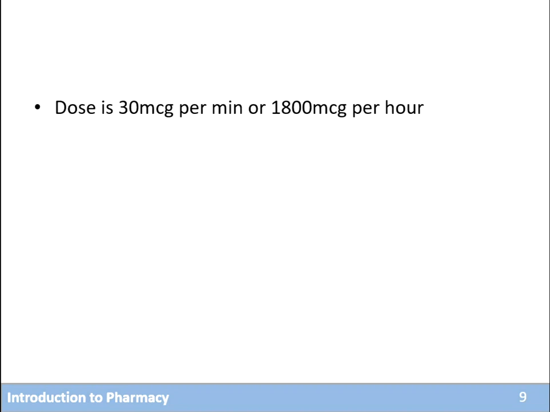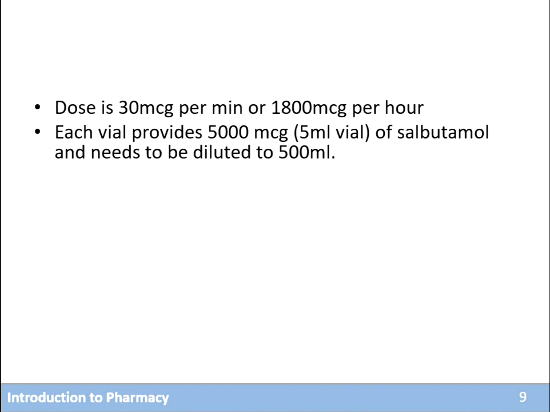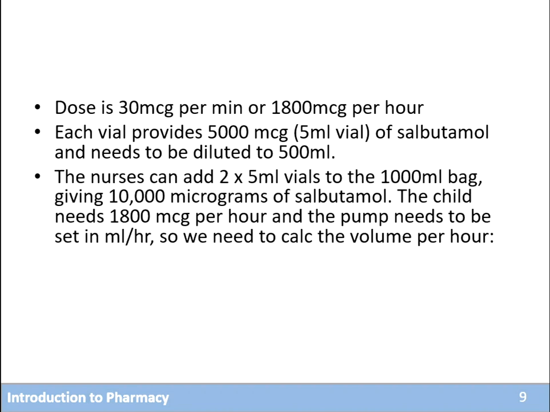It's the following calculation they worked out. So the dose, 30 micrograms per minute, or 1800 micrograms per hour, so 30 times 60. Every vial provides 5,000 micrograms. So a 5 ml vial is 5 milligrams, which is 5,000 micrograms. It needs to be diluted to 500 ml. So the nurses therefore can add 2 5 ml vials, it's 10 mils, to the 1,000 ml bag, which gives 10,000 micrograms or 10 milligrams of salbutamol.